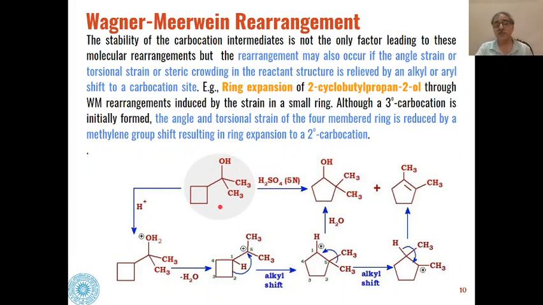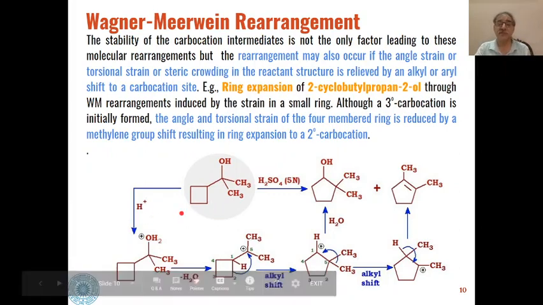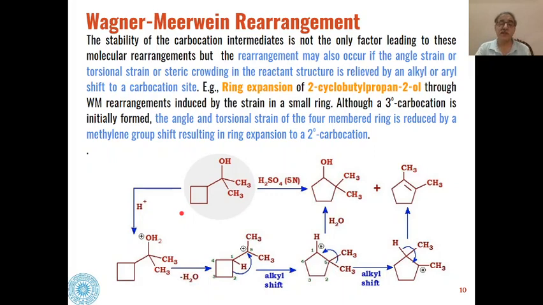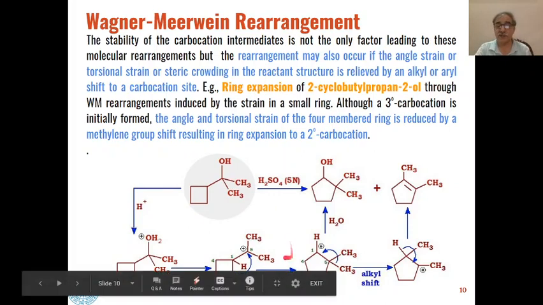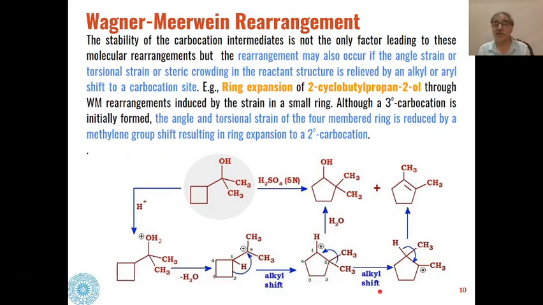The mechanism of the reaction is the same as we have seen in the previous cases. In the first place, H positive ions from the acid will add to the alcohol, and a molecule of water will be lost to create a carbonium ion of this type. So this type of tertiary carbonium ion has been formed. We know that a tertiary carbonium ion is very stable, but this is attached to a 4-membered cyclic ring. So to relieve the angle strain and torsional strain, this ring will try to expand.